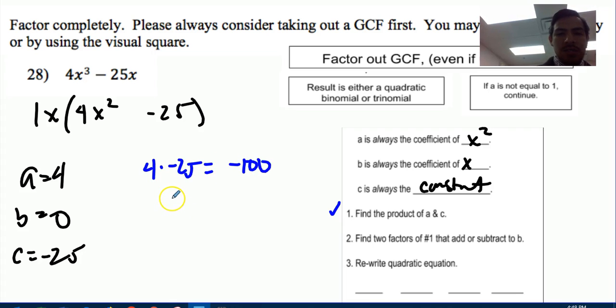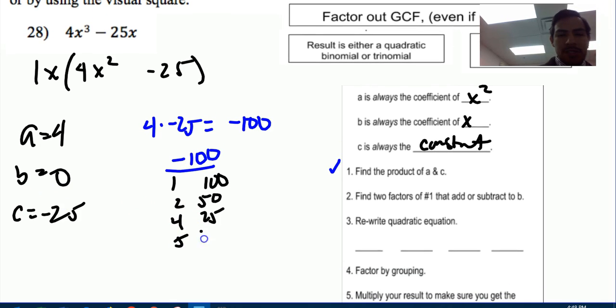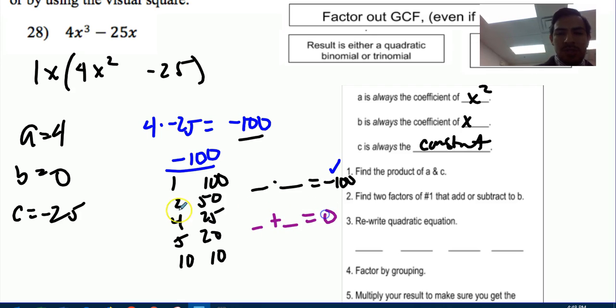Now I'm going to save myself some work here. Here's how. I need the factors of a times c to add up to b. Looks like we got 1 and 100, 2 and 50, 4 and 25, 5 and 20, and 10 and 10. And I need them to add up to 0. So something times something is equal to negative 100, and something plus something equals 0.